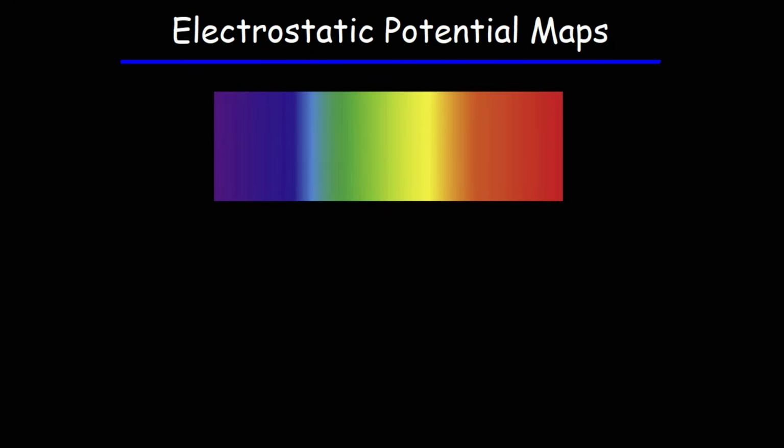In this lesson, we're going to talk about electrostatic potential maps. Now, you're most likely to encounter this topic either in your first or second chapter of organic chemistry. Now, you might be wondering, what is an electrostatic potential map?